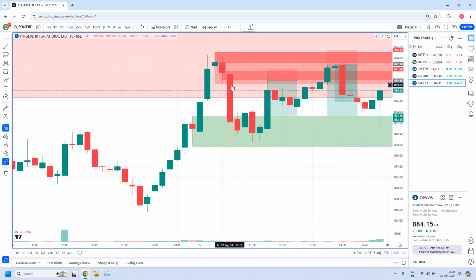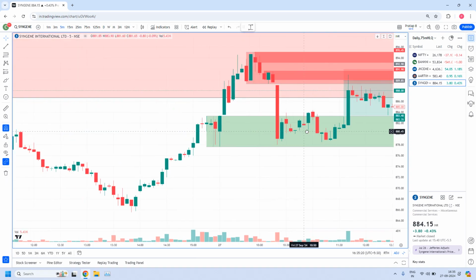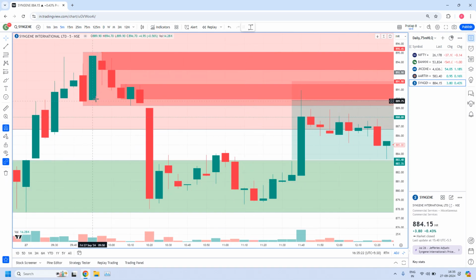But before that, we need to fine-tune up to the 5 minutes time frame. So I'm shifting the time frame to 5 minutes. See here, two zones are created, two fine-tuned zones. We have a rally, you have a base, and then you have a drop candle. Again you have a drop, 3 base candles, and again a drop candle.